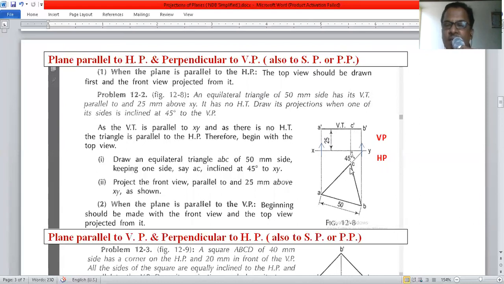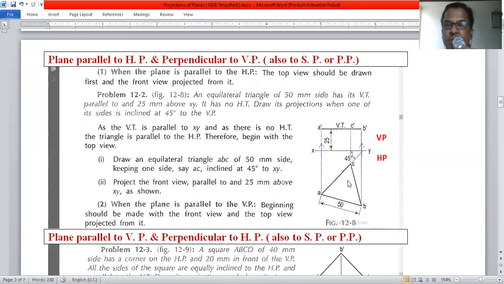So here one side is taken as the side AC. Select any point here, draw this line at an angle of 45 degrees. On that, you select the side equal to 50 from C to A. From A you cut this arc, from C you cut the arc equal to 50. You can locate the point B. So this plane is given parallel to HP.